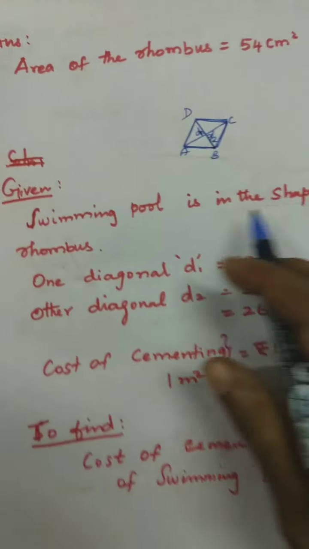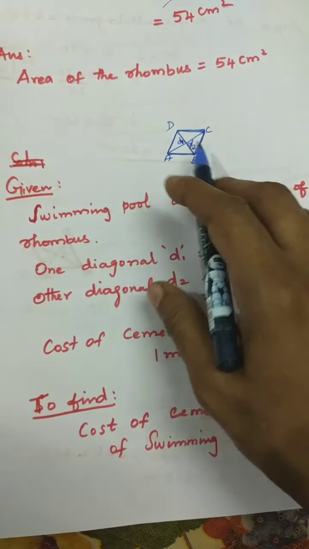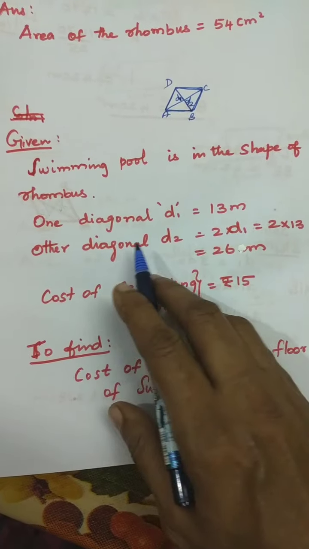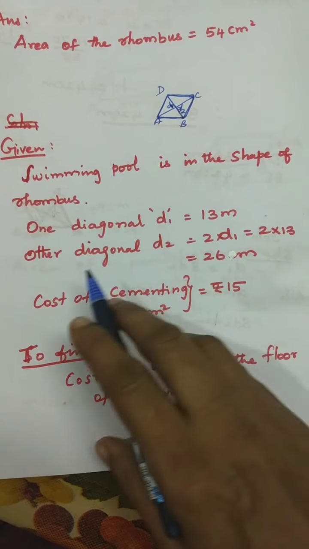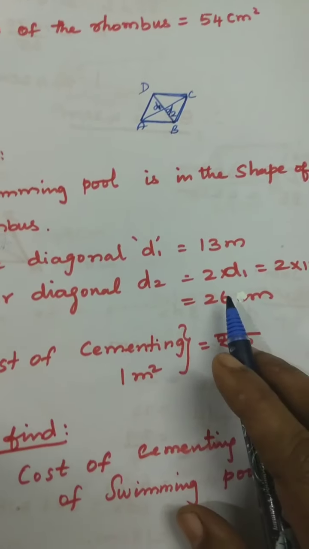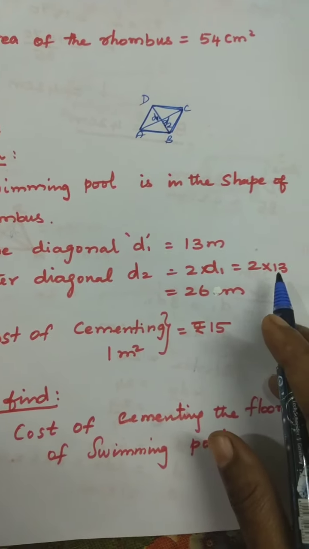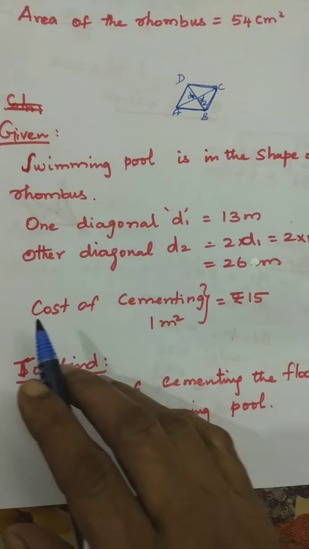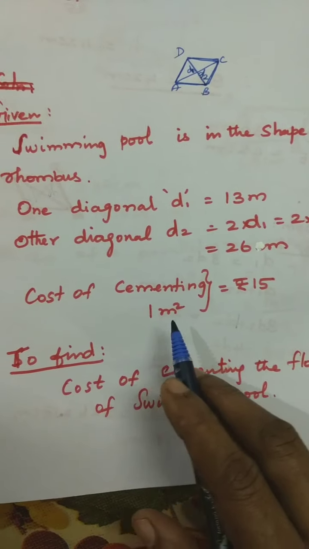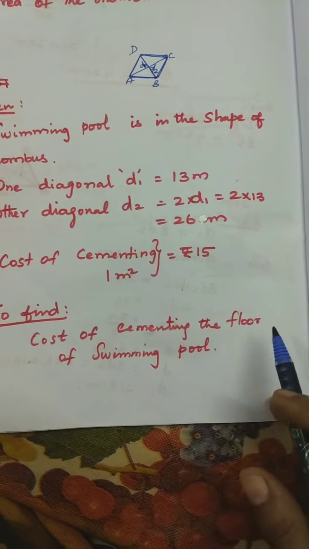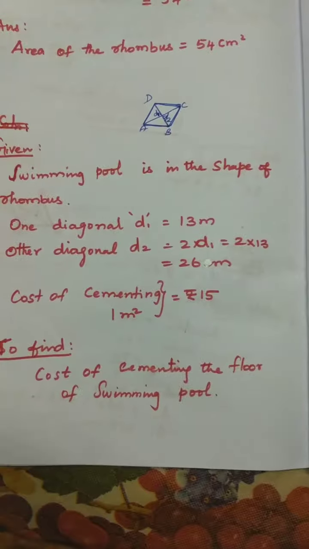Then it is a rhombus shaped swimming pool. One diagonal D1 is equal to 13 meter. The other diagonal D2 is equal to 2 into D1, which is equal to 2 into 13, that is 26 meter. Cost of cementing 1 meter square is equal to rupees 15. To find the cost of cementing the floor of the swimming pool.